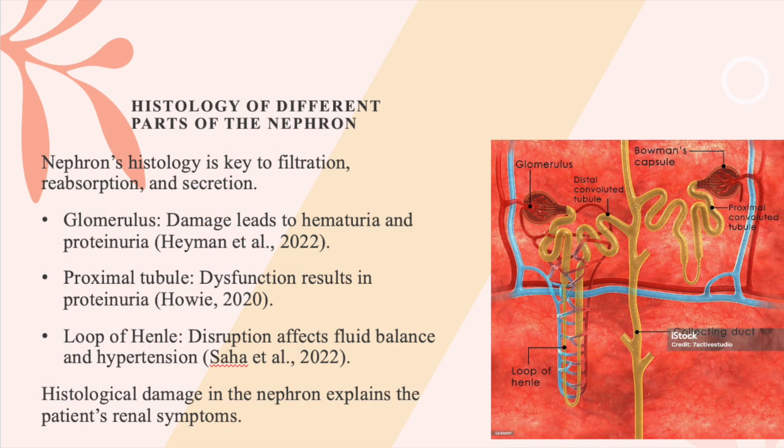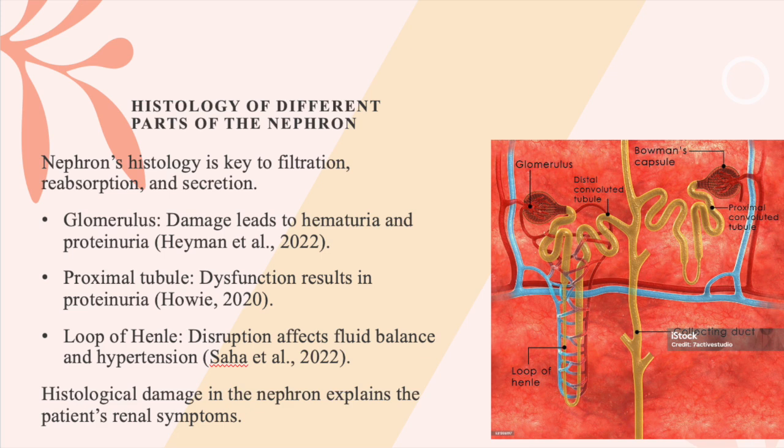Now talking about the nephron's histology and clinical significance. The patient's proteinuria, hematuria, and renal impairment indicate complications in the nephron's ability to filter blood through the glomerulus. The red blood cell cast suggests possible damage to the proximal tubule, impeding the reabsorption of glucose, water, and electrolytes.